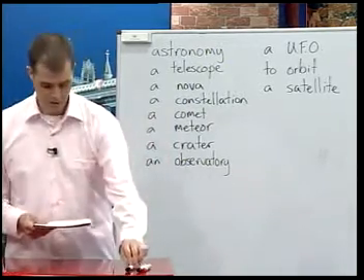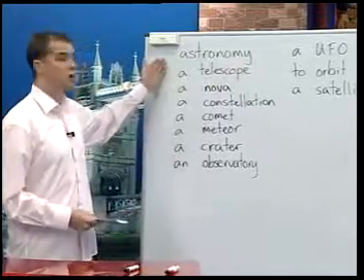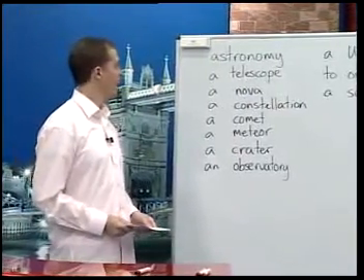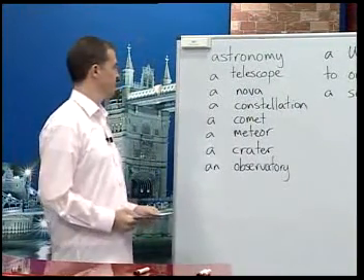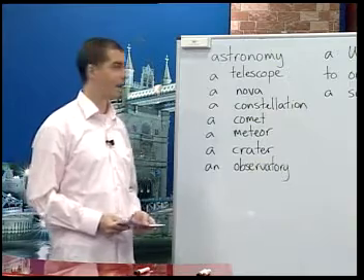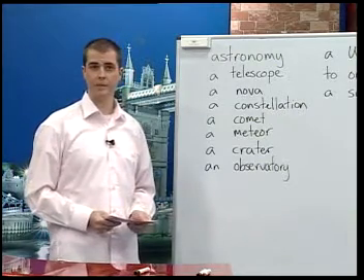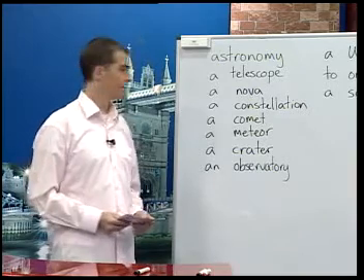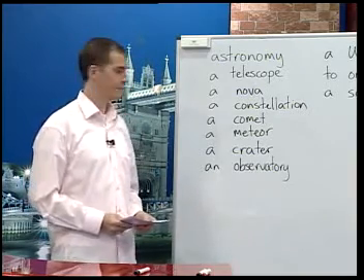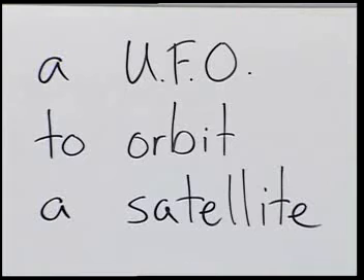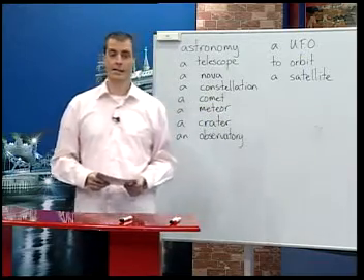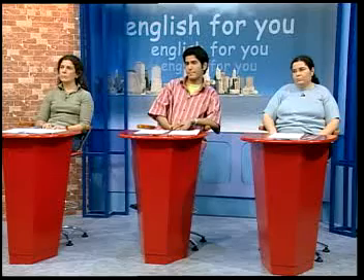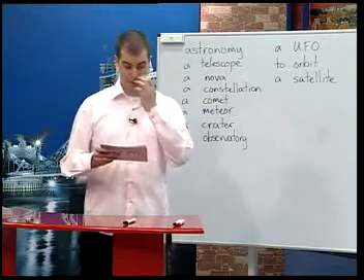Let's review these words. Astronomy. A telescope. A nova. And a constellation. A comet, a meteor, a crater, an observatory, a UFO, the verb to orbit, and finally a satellite. Let's review the passive using the simple present.